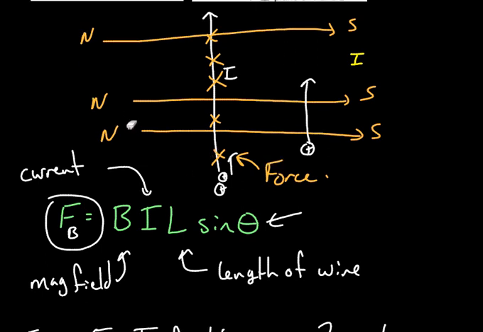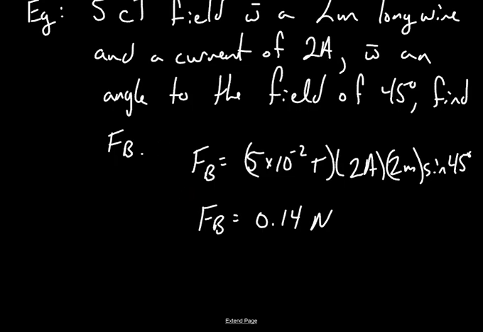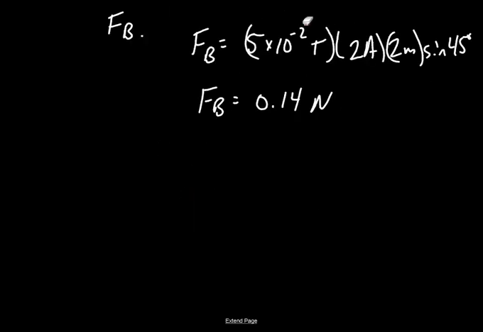The whole wire would tend to move because it would feel a force all the way along its entire length. The total force would be 0.14 newtons. Can you think of a way to make a wire move using this property?